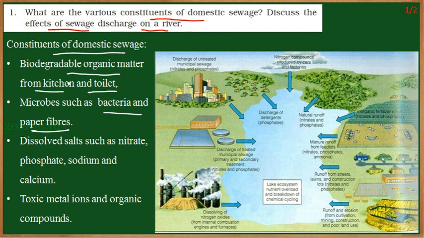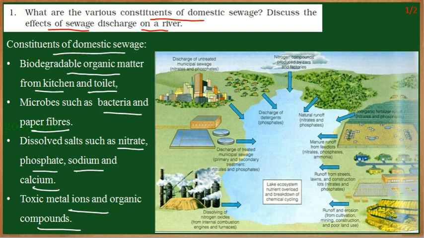Along with biodegradable organic substances and pathogens, there are dissolved salts such as nitrate, phosphate, sodium and calcium. And some toxic chemicals can also be present in domestic sewage. So there are useful substances like organic matter, nutrients like nitrate and phosphate, pathogens like bacteria, and toxic chemicals in the sewage when this is released into the water.